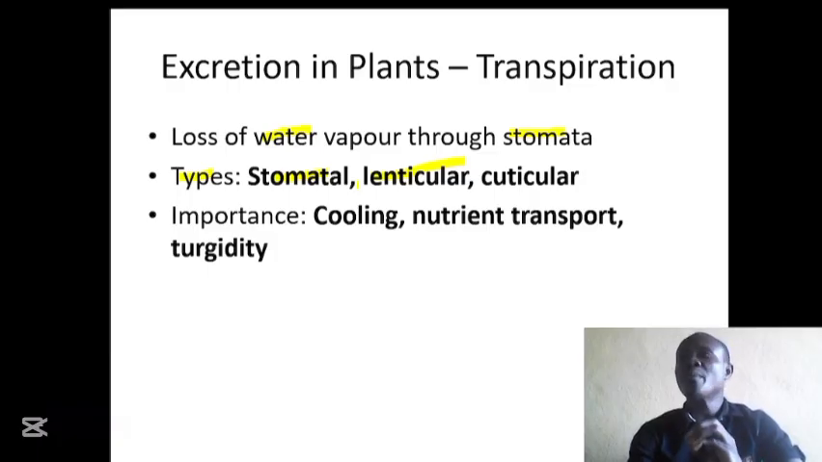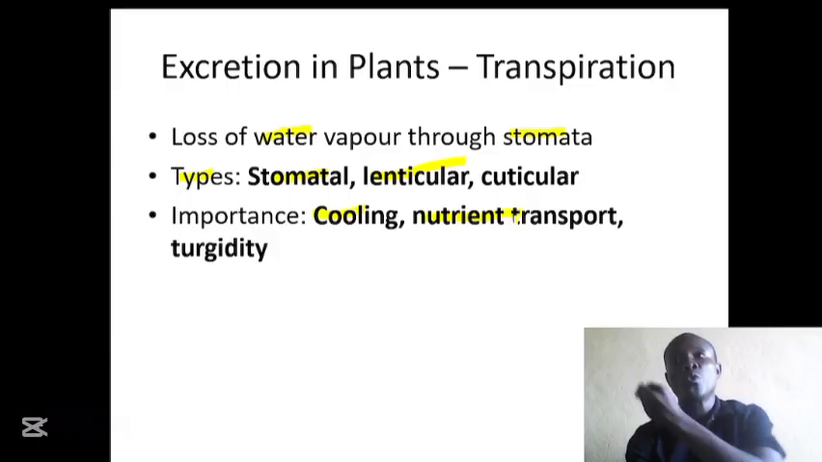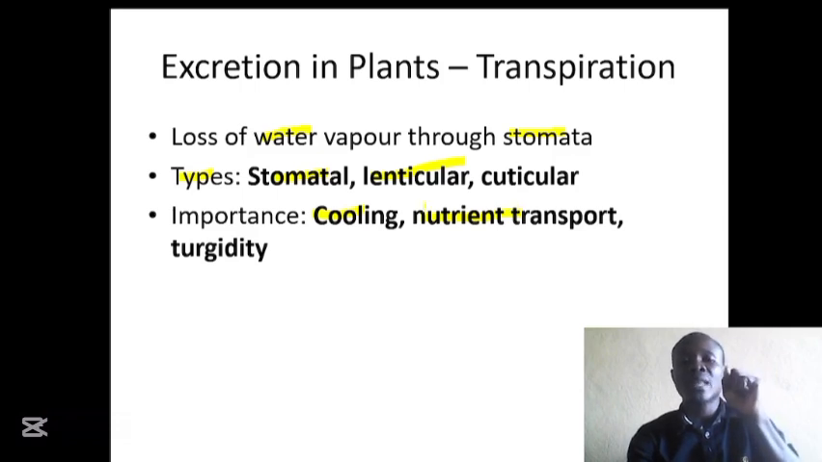And we have some importance of transpiration that we have to talk about. One, it leads to cooling, just like sweating leads to cooling. Number two, it transports nutrients. We have what we call transpirational pull that will cause water and other substances to be transported from the root to other parts of the plant. And lastly, it causes turgidity. It makes the plant become firm.